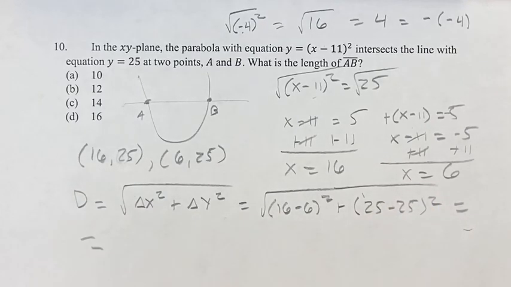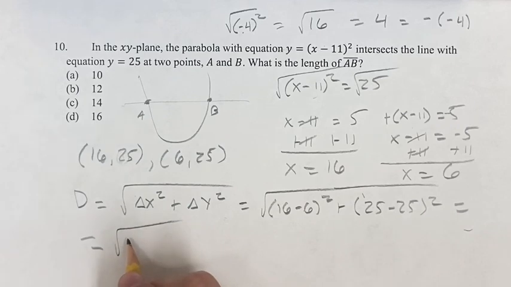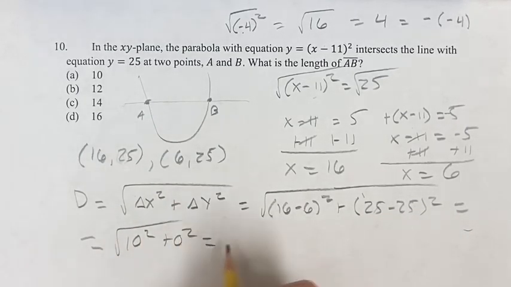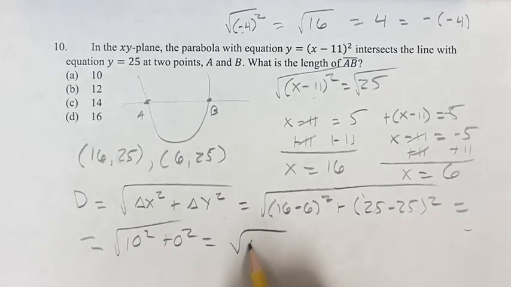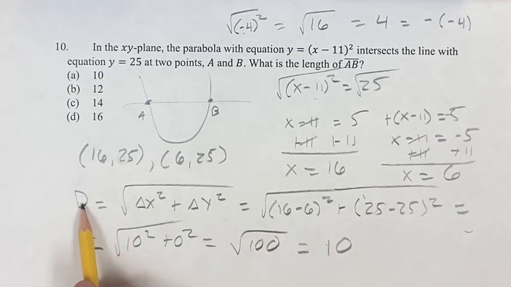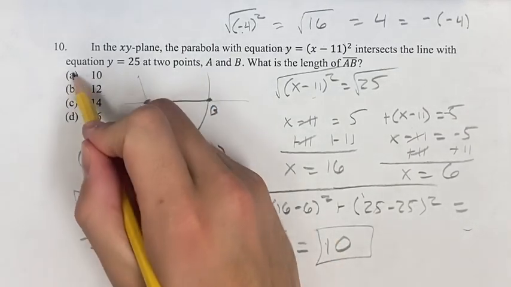And then calculating this out, we get the square root of 16 minus 6 is 10 squared plus 25 minus 25 is 0 squared. 10 squared is 100 plus 0 squared is plus 0, so it's still 100. And the square root of 100 is 10. So the distance between these 2 points, A and B, which is the length of the line segment AB, is 10, which is going to line up with answer A.